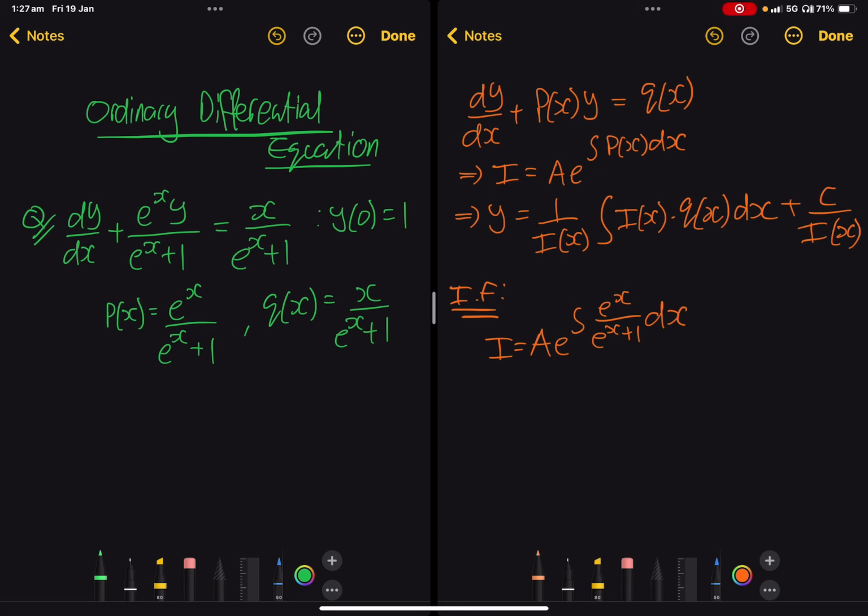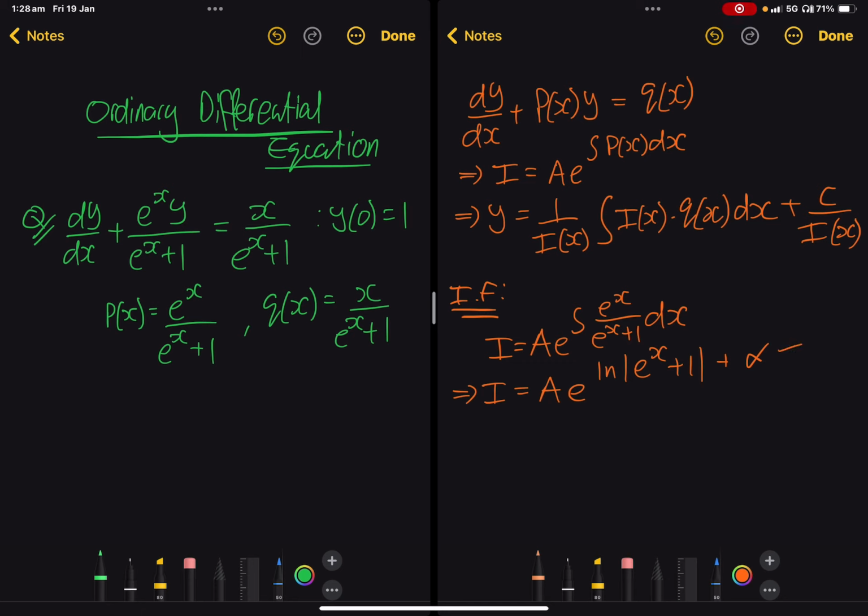Now this looks a little bit complicated, but this is just a natural logarithm because the numerator is the derivative of the denominator. If the numerator is the derivative of the denominator, it's just the natural logarithm of the denominator. So this means the integrating factor is a times e to the natural log of e to the x plus 1, and that is plus some constant, which we might call alpha.